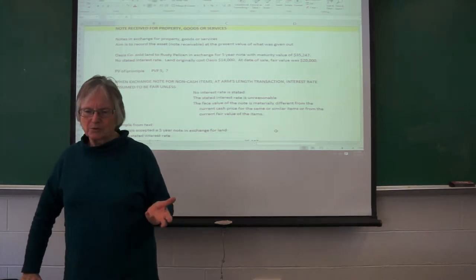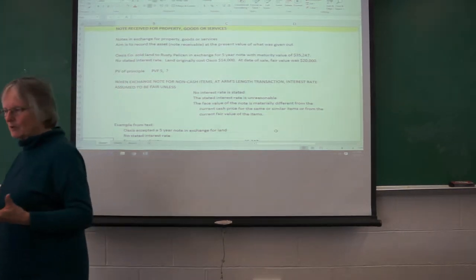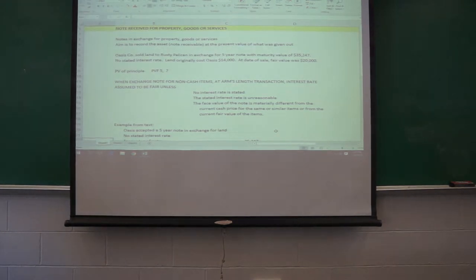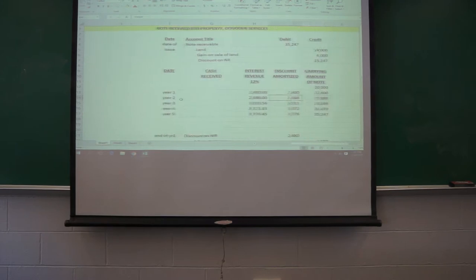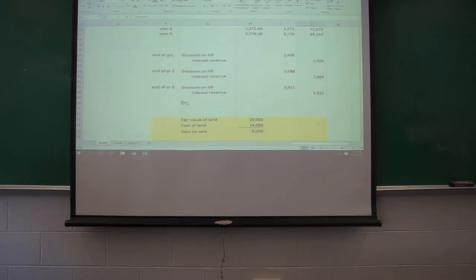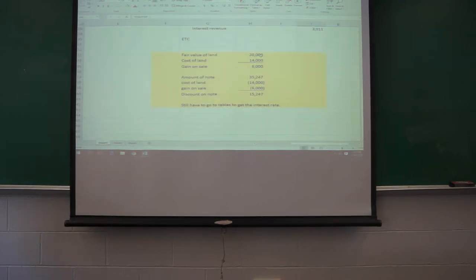So before we go any further, we have to sort out a little bit of the information we're given here. So let's just go down to this little yellow box. It gives us the fair value of the land. It gives us the cost of the land of 14. So we know we have a gain on the sale of 6,000.